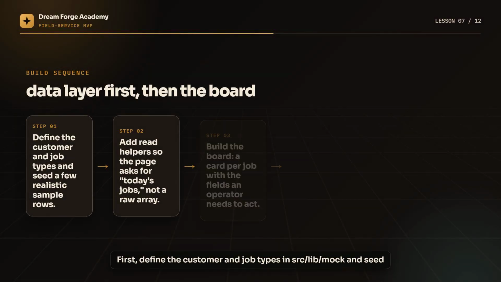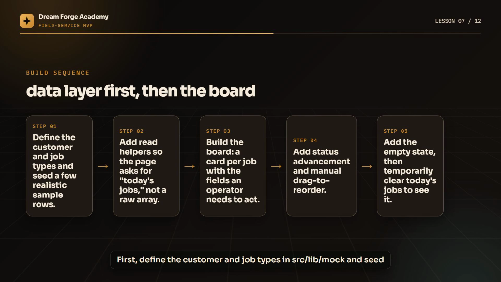First, define the customer and job types in src/lib/mock and seed a few realistic rows for your trade. Add a read helper so the page asks for today's jobs instead of grabbing a raw array. Then build the board, a card per job, add the status controls and drag to reorder, and finish with the empty state.